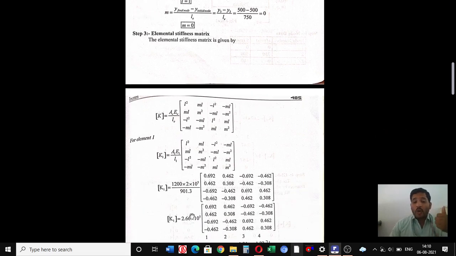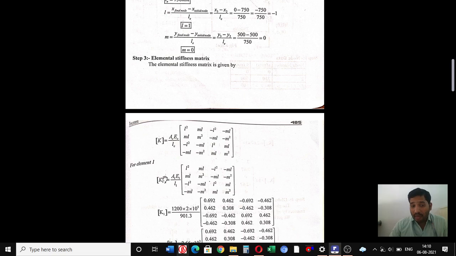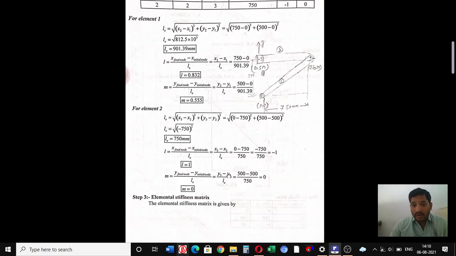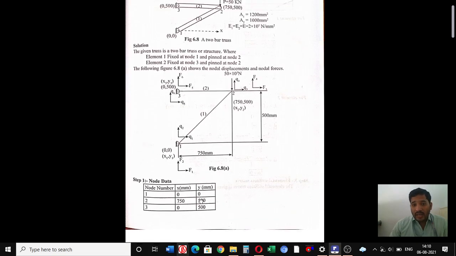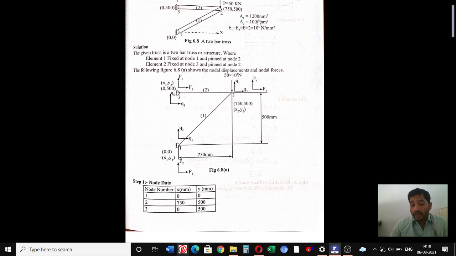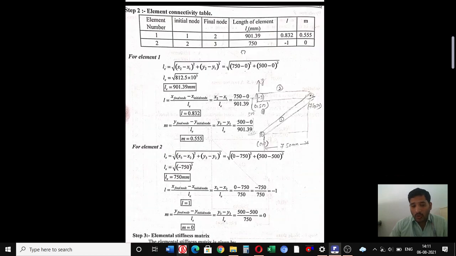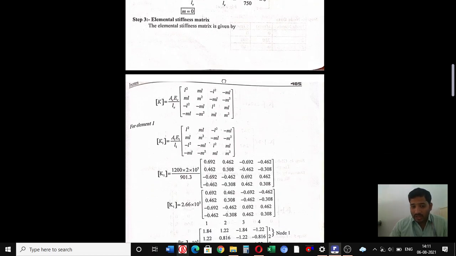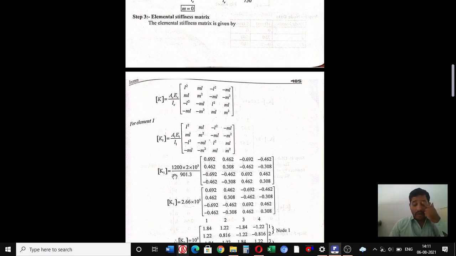After that, the same concept we need to follow for element number 1 and element number 2. For element number 1, k is equal to A1 E1, using the above formula. A1 is already given in the question as 1200 mm square, and A2 is given as 1000 mm square. So we are using the first element, and that is what we have to use.